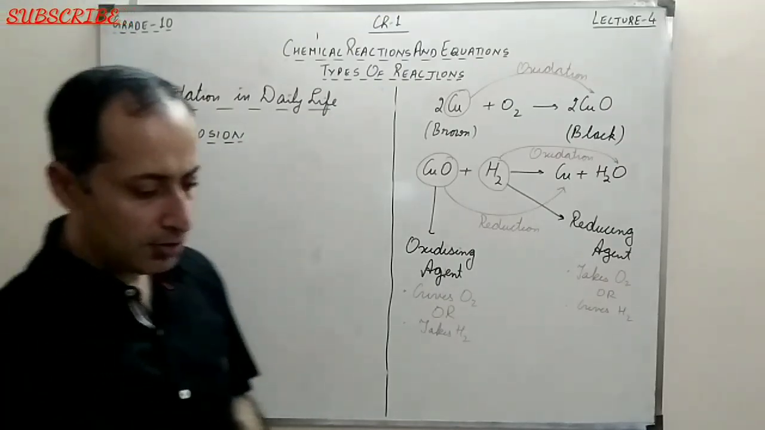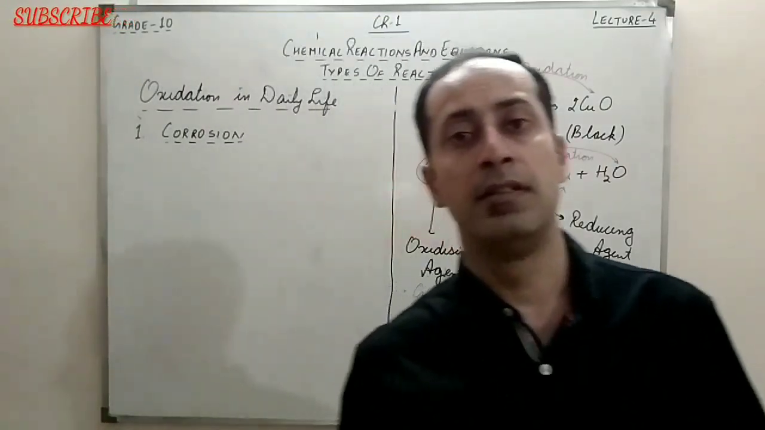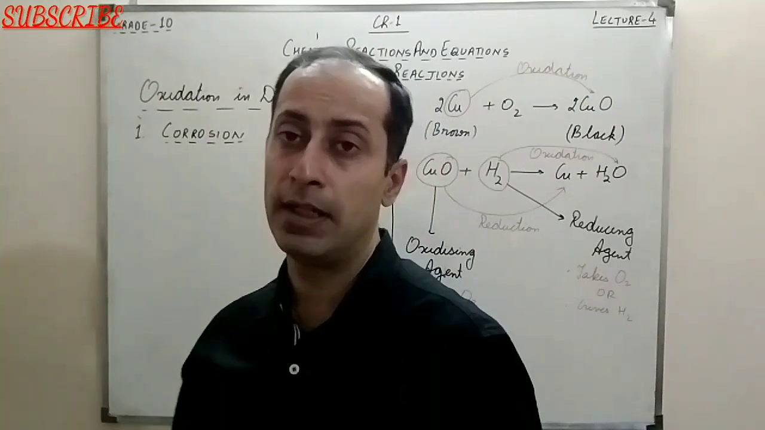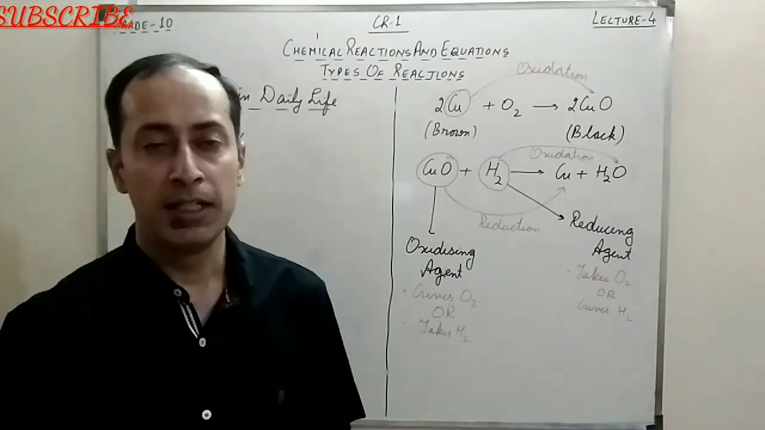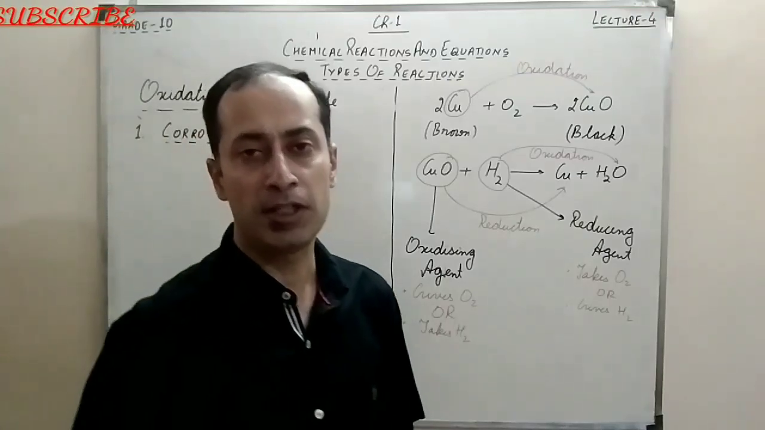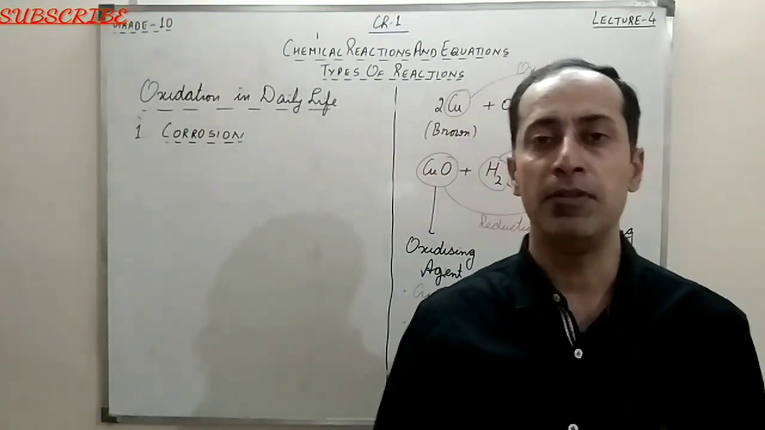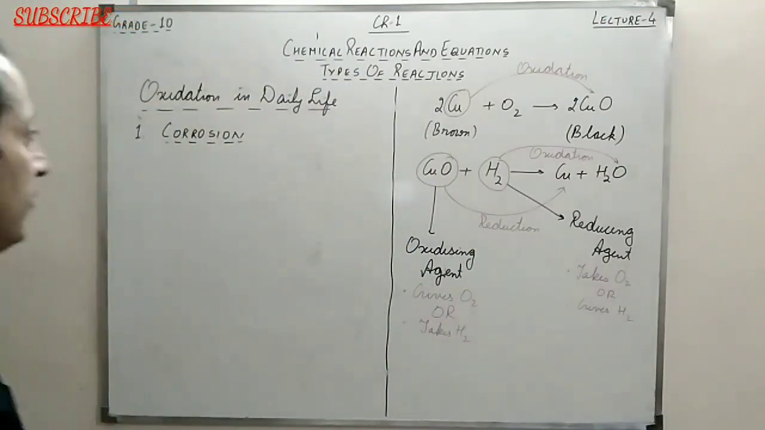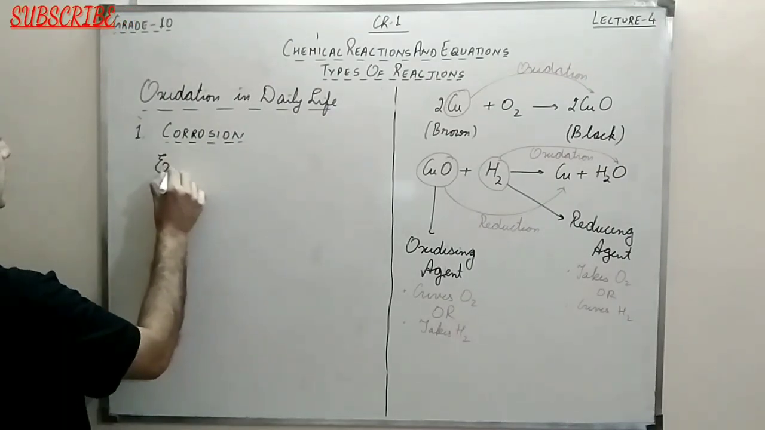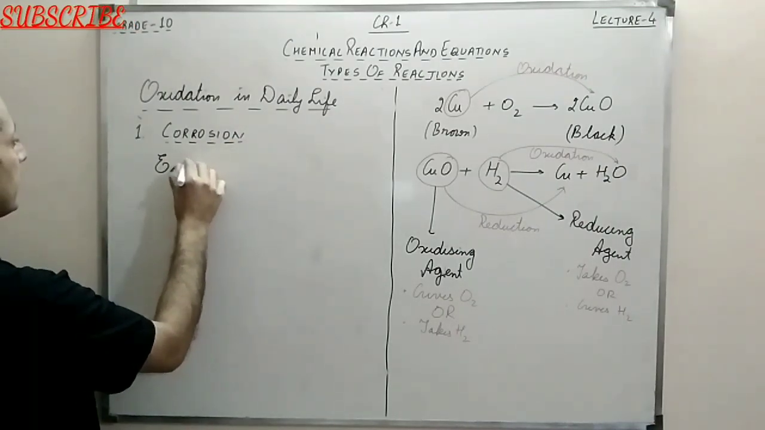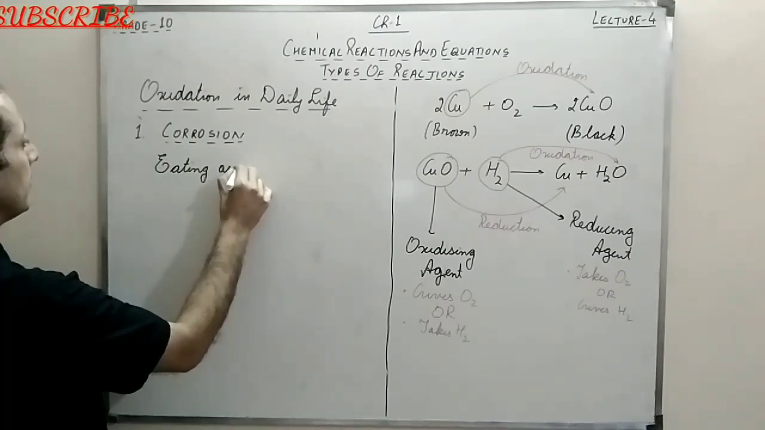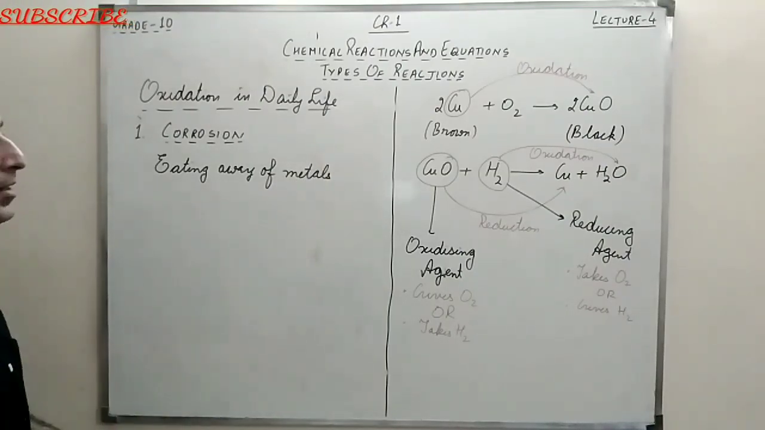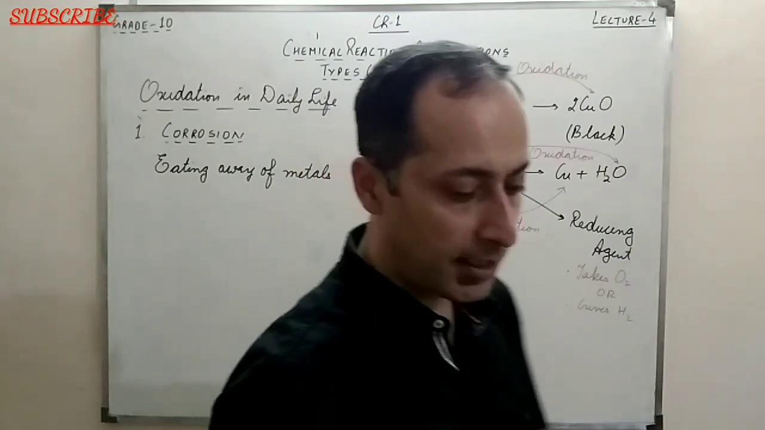Now when we talk about corrosion, it is basically eating away of metals. It could be because of oxygen, it could be because of acids, it could be some other thing also, right? So eating away of metals is basically called corrosion. And to understand more, I give you an example, that is rusting of iron is a kind of corrosion. So when I write the definition, it is eating away of metals. Now this eating away of metals can be due to numerous reasons, right?